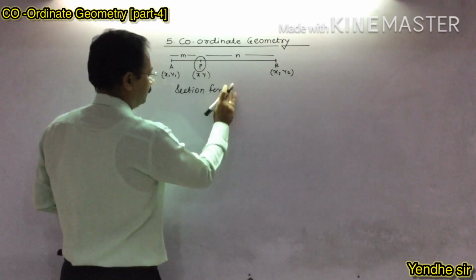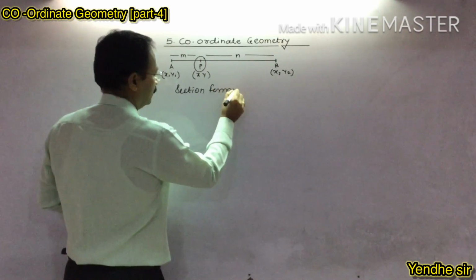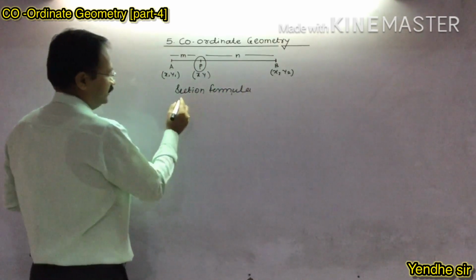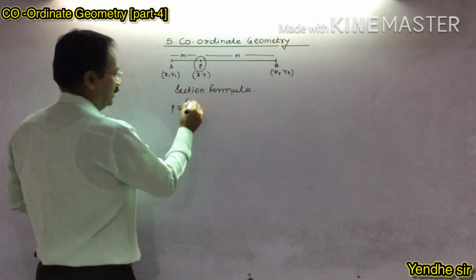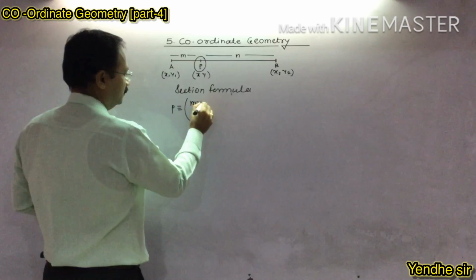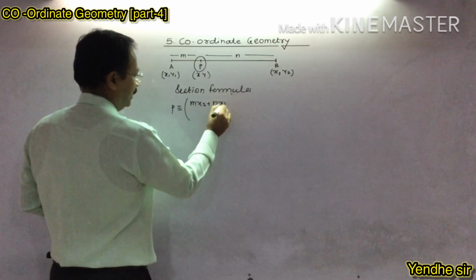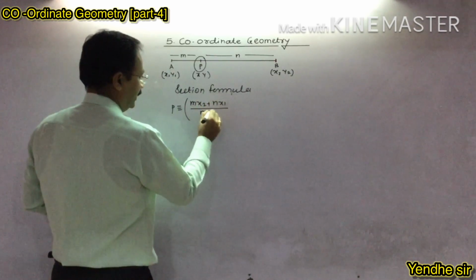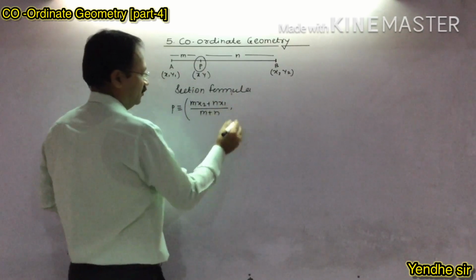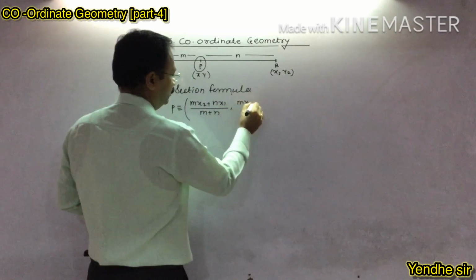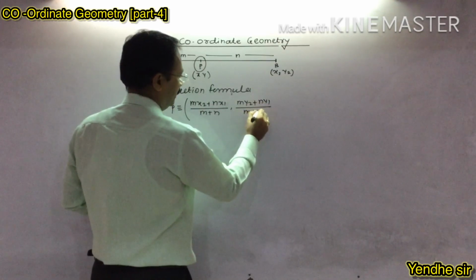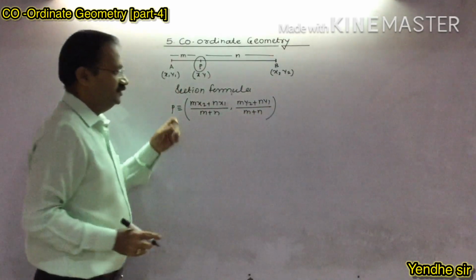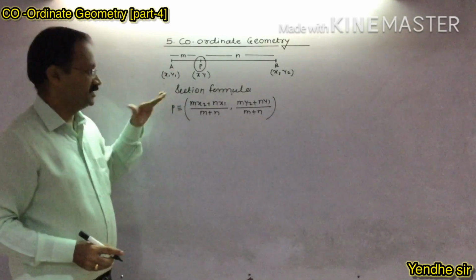It says that the coordinates of P are mx2 plus nx1 upon m plus n, comma, my2 plus ny1 upon m plus n. This is called a section formula.